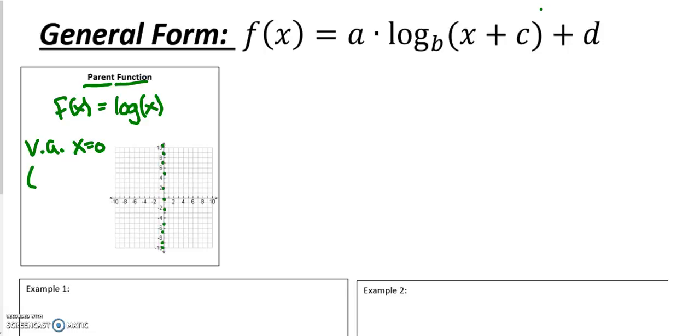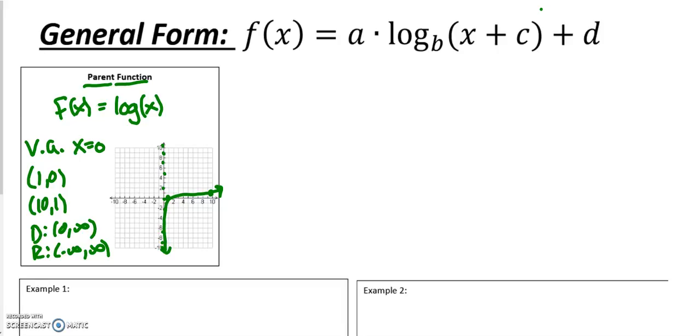I had 2 points, (1, 0) and (10, 1). These were important points in terms of graphing. It's a little small here, so it's hard to graph. We'll try to get a little graph right there to represent my parent graph. If I remember correctly, the domain is 0 to infinity, and the range is negative infinity to infinity. There's the parent graph, log base 10, we know now, of x.